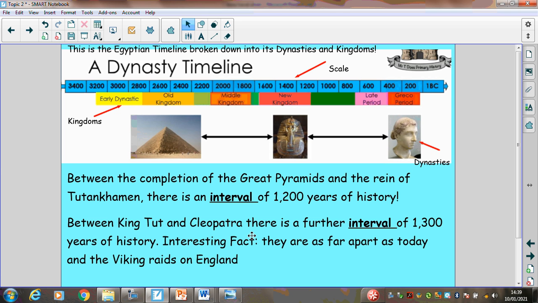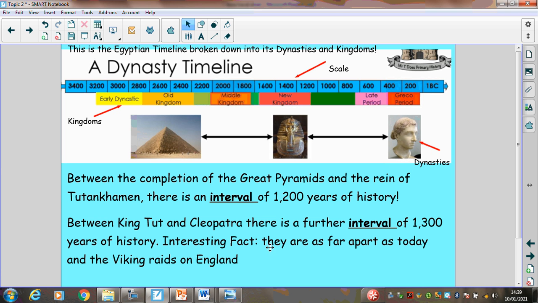And then between King Tut and Cleopatra, there is a further interval of 1,300 years of history. So there would have been many, many pharaohs in between King Tutankhamun and Cleopatra, and she was one of the last pharaohs before the ancient Egyptian civilization weaned away and the Romans took over.